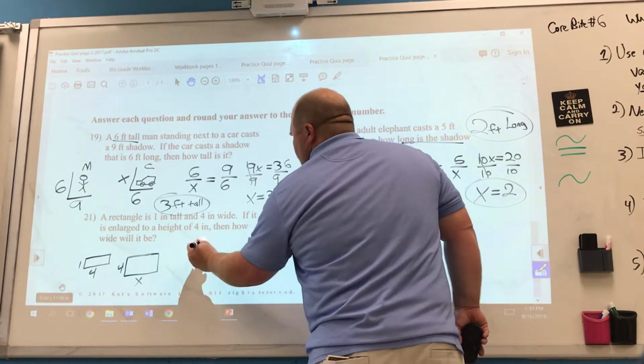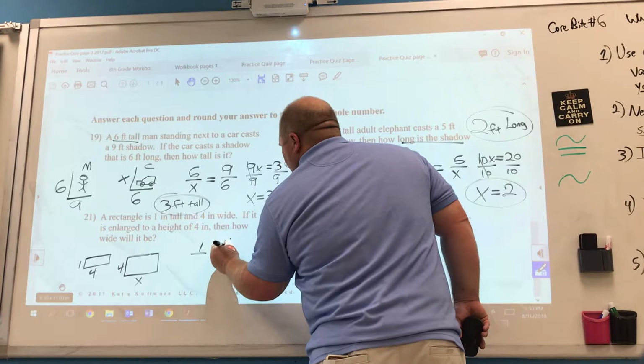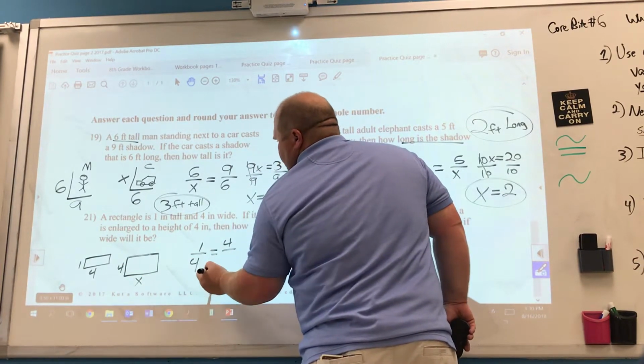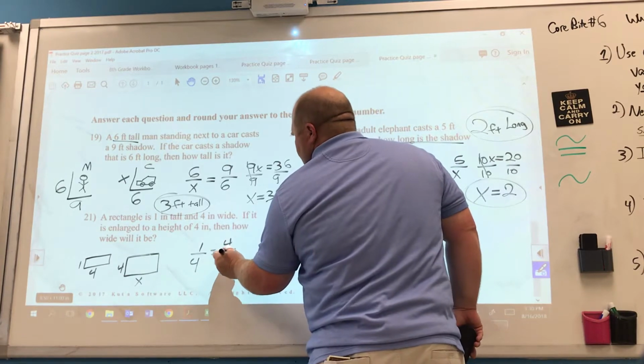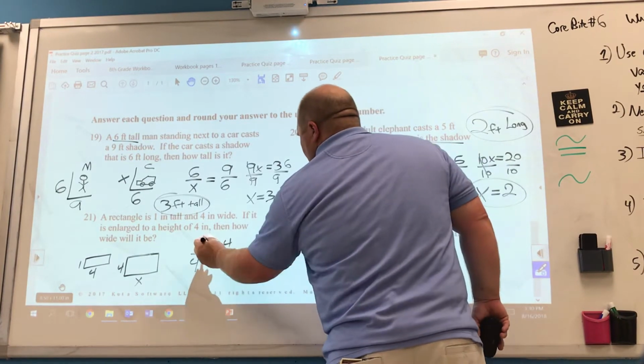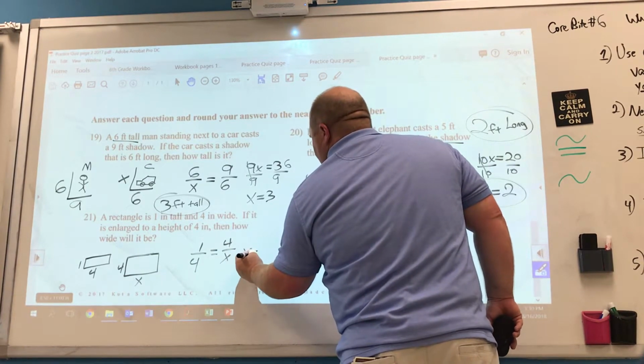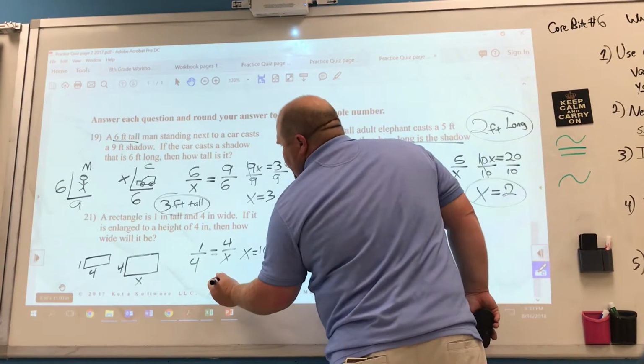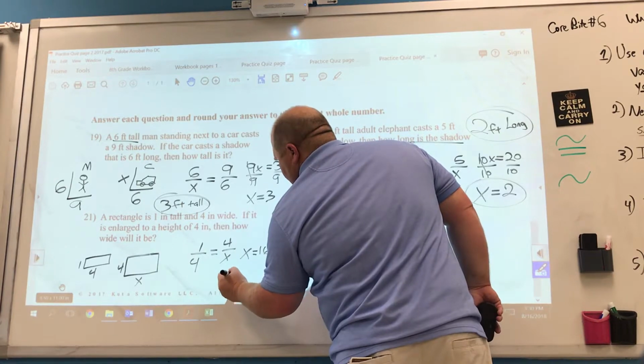So we got 1 and 4 from my first shape. 1 corresponds to 4, and 4 corresponds to x. So 1 times x is x, and 4 times 4 is 16. So x equals 16. Then how wide will it be? 16 inches.